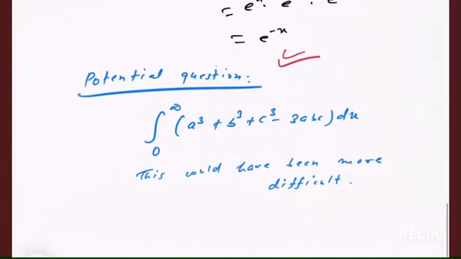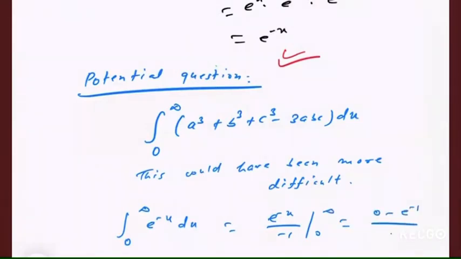This could have been an even more difficult question, because first of all, seeing these expressions with a, b, c, it looks daunting. Suppose somehow it was e to the power minus x, and you integrated it from 0 to infinity, the answer would have been very easy. You can see that it would have been 1 by a.